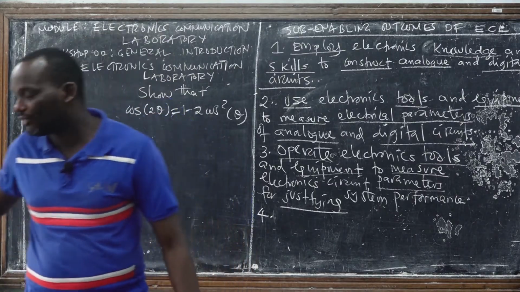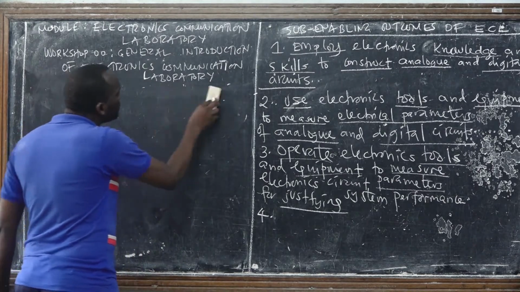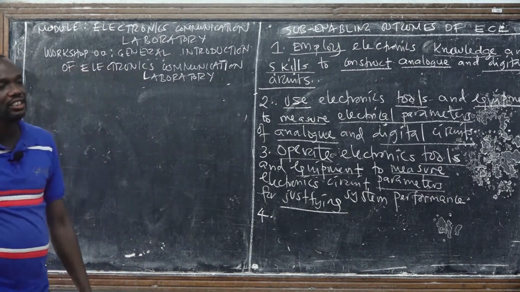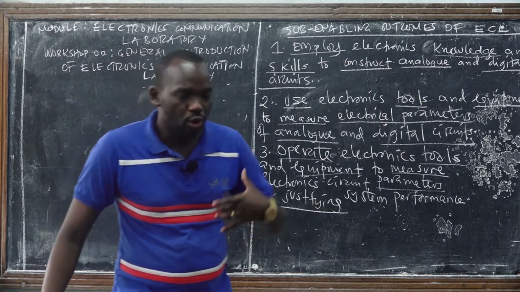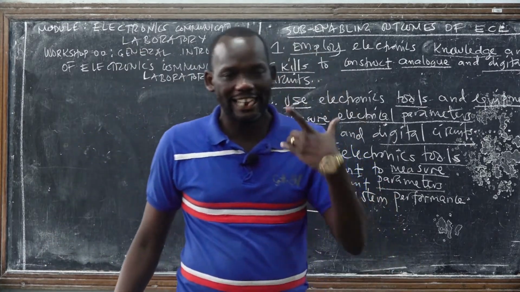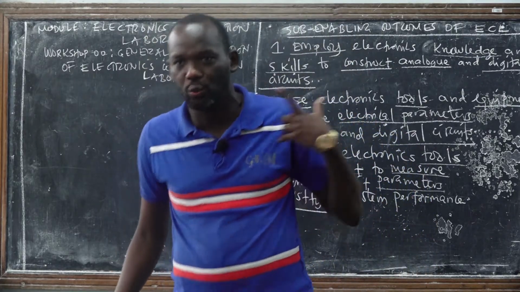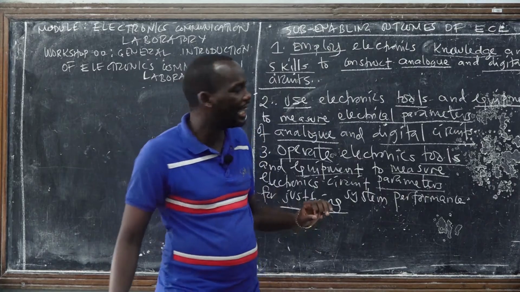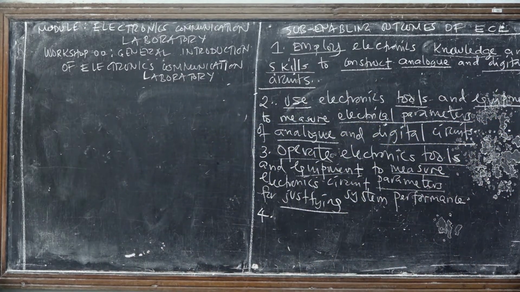So when you say justification of the system performance, it means that in electronics and telecommunication engineering, we use these electronic tools and equipment to conclude whether the analog circuit or digital circuit that we have constructed works or does not work. I told you that as an electronics engineer, you should not think that way.